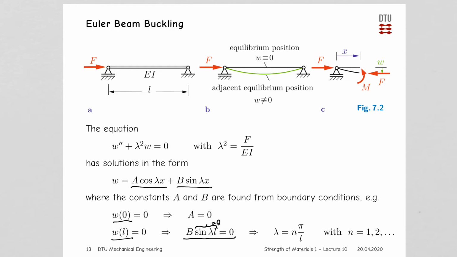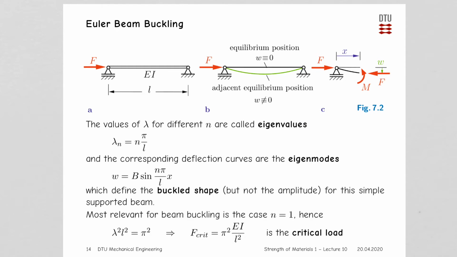Well, we can see here that the condition that sine of lambda L equal to 0 leads to this condition on lambda. It will be a multiple of the factor pi divided by L. And these values of lambda for different n are actually called eigenvalues because we have solved an eigenvalue problem. Typically, eigenvalue problems we find in vibrations, but here it's an eigenvalue problem referring to buckling. So here we find the lambda corresponding to our buckling loads.